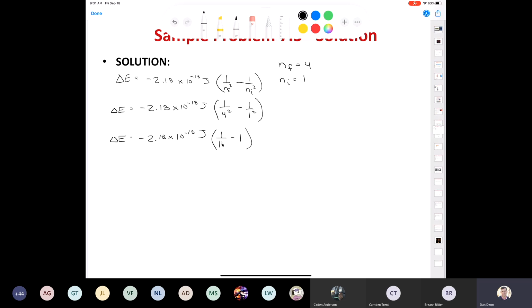Because the electron has to absorb energy in order to be promoted from n is equal to 1 to n is equal to 4. When you punch all of that into your calculator, you get this little tiny bit of energy, 2.04 times 10 to the negative 18 joules. And so that is the answer for part A. Okay, there's our answer for part A, is this little tiny amount of energy.